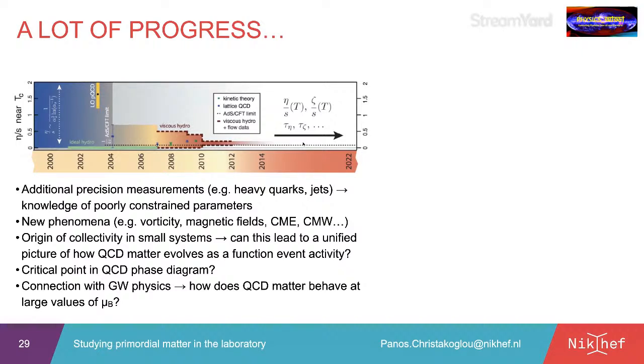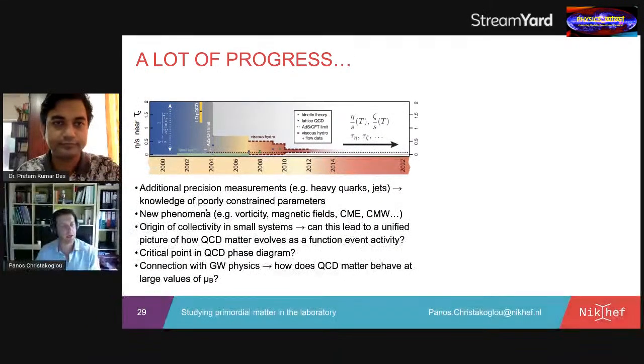But there are a lot of things that we need to do more, and I list some of them. By performing additional measurements for heavy quarks and jets, we can improve our knowledge of poorly constrained parameters. We can constrain new phenomena very closely connected to parity violation in strong interactions, for example. We can try to find the origin of these collective effects, the anisotropic flow effects that we see in small systems. So do we form a quark-gluon plasma also in collisions between two protons, for example?